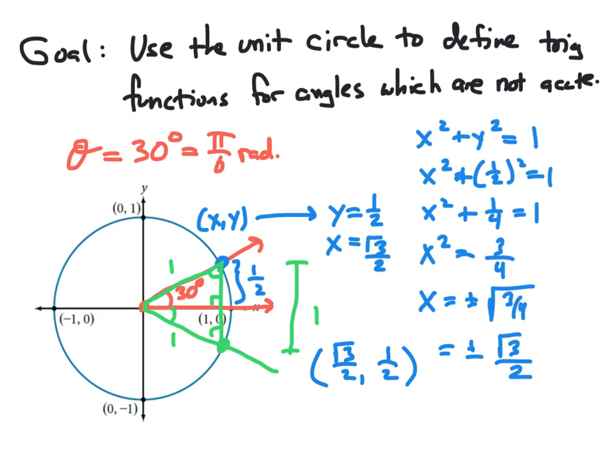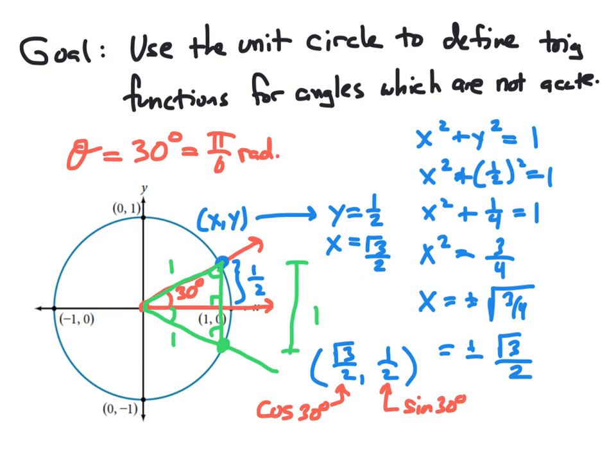Now what's special about this point is that in relation to the angle that we started with, 30 degrees or pi over 6 radians, these two numbers should look familiar. In fact, square root of 3 over 2 is the cosine of 30 degrees, and 1/2 is the sine of 30 degrees. And so this point where the terminal side of the angle intersects the unit circle gives us as its coordinates the cosine of the angle and the sine of the angle.